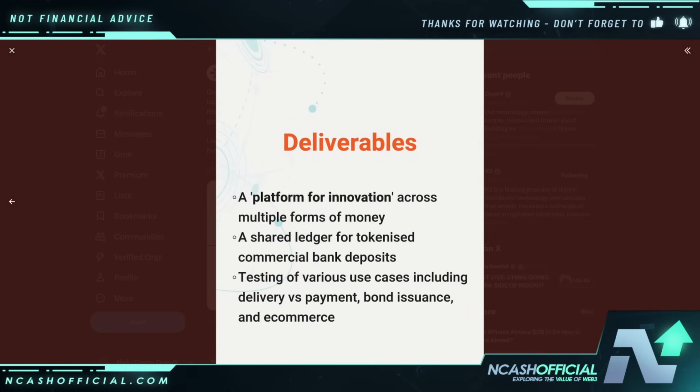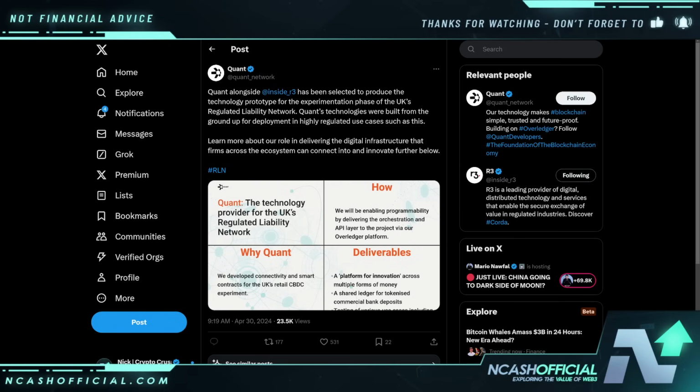So a platform for innovation across multiple forms of money, a shared ledger for tokenized commercial bank deposits, testing of various use cases, including delivery versus payment, bond issuance, and also e-commerce. So this is actually a pretty substantial use case and endeavor on Quant's side with, of course, R3. I've outlined this already, but the reason why I'm bringing it back up is because of the focus on programmability.